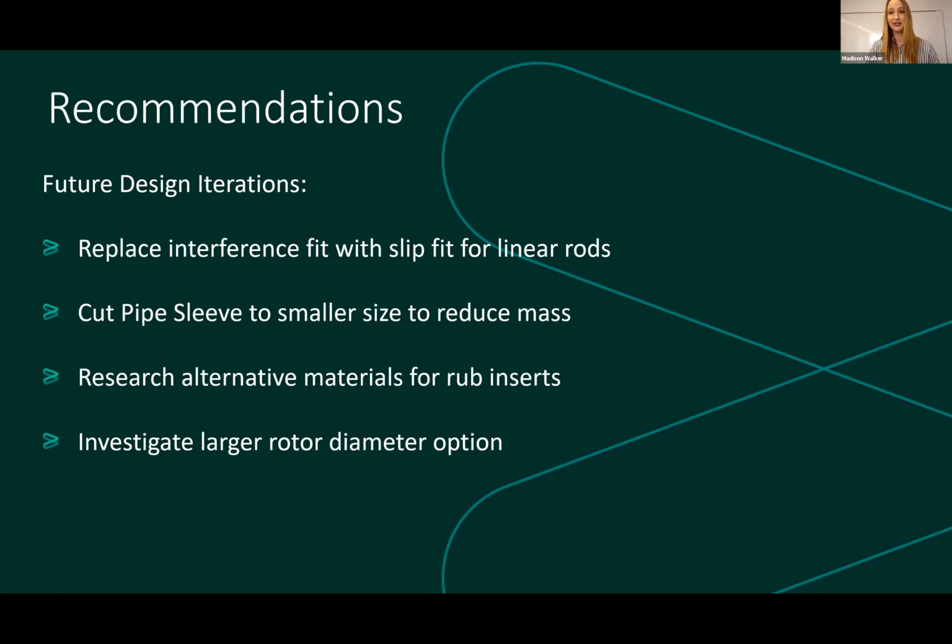For some future design iterations, we recommend to our sponsor to try replacing that interference fit with a slit fit for the rods. We actually tried this out on our pipe sleeve design. It worked great. We also recommend cutting the pipe sleeve design down to a smaller size to reduce that mass. Whenever we ran this in person, it was kind of scary how much it was vibrating whenever it ran up to speed, so that would possibly decrease that. We also recommend researching different materials for the rub inserts to maybe increase that frictional coefficient, and to possibly investigate a larger rotor diameter option.